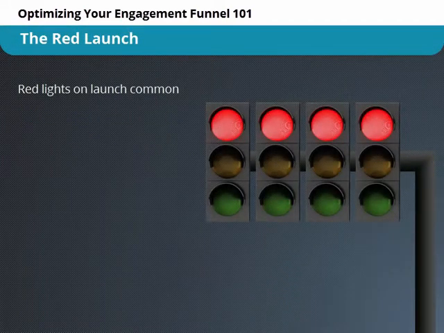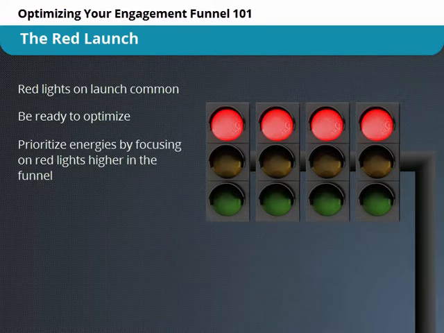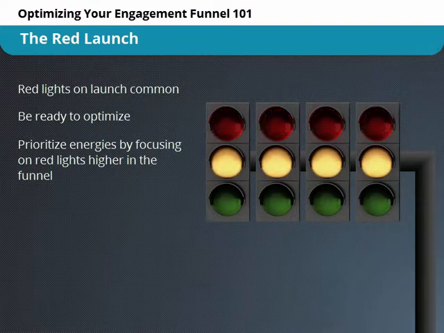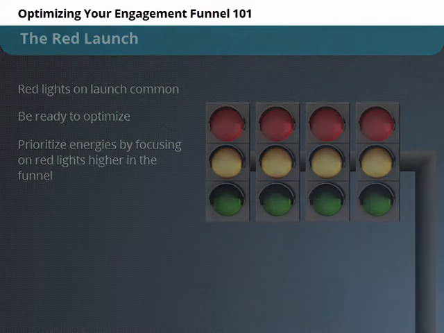When you are first launching your funnel, don't be alarmed if all your indicators are red. That's not unusual, and so long as the engagement funnel launch team is ready to use optimization techniques and tips, yellows and greens can start lighting up quickly. If you have many red lights on your indicators, prioritize your energies by starting with the ones higher up and earlier on the funnel. Move your visitor flow levels from red to yellow first, then get your visitor to prospect conversion rate to yellow, and so on.